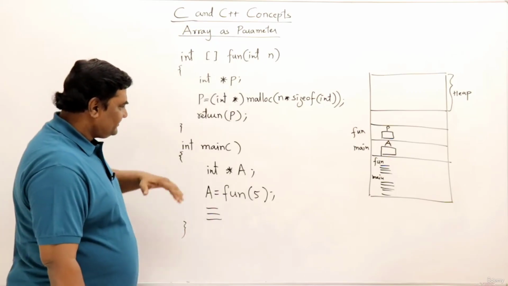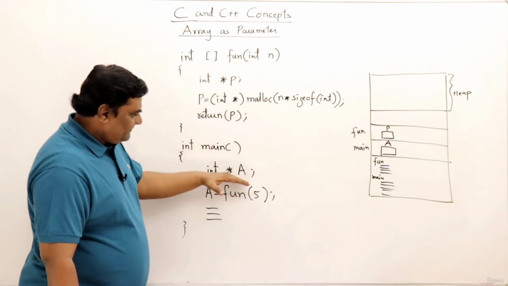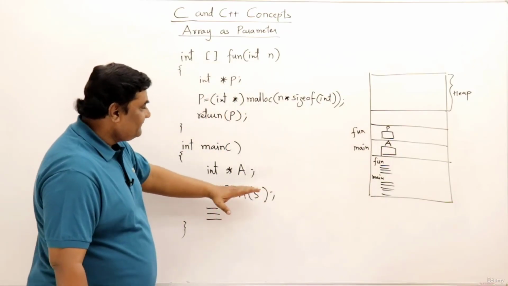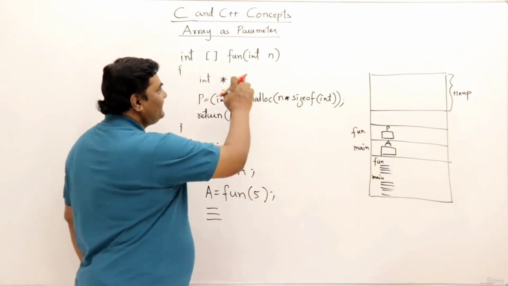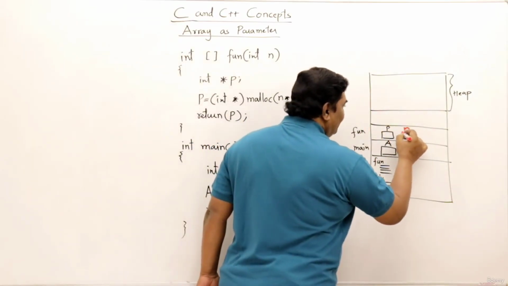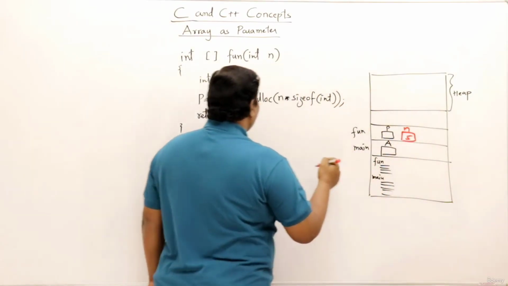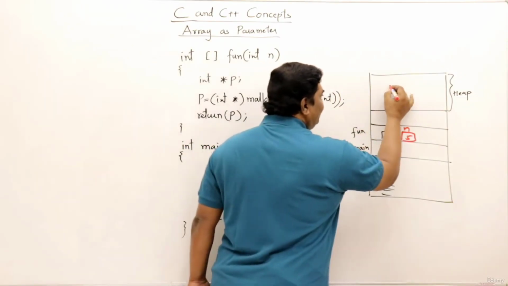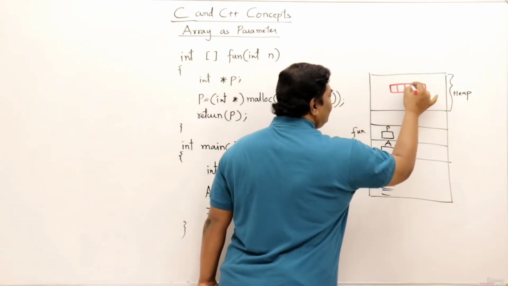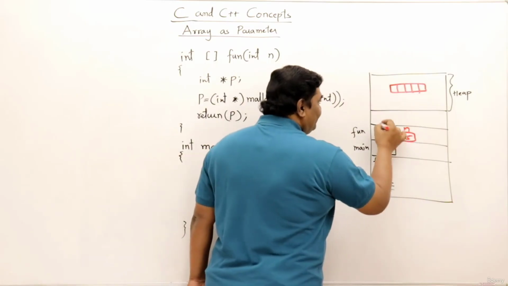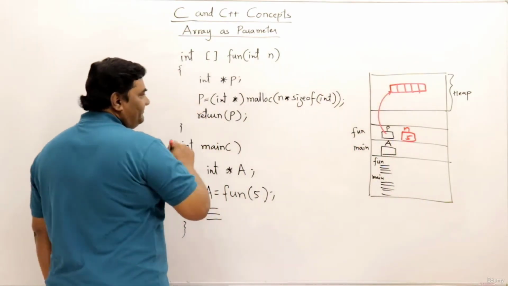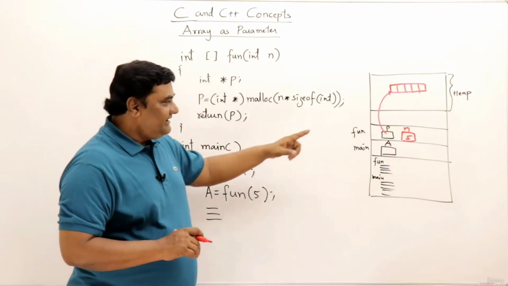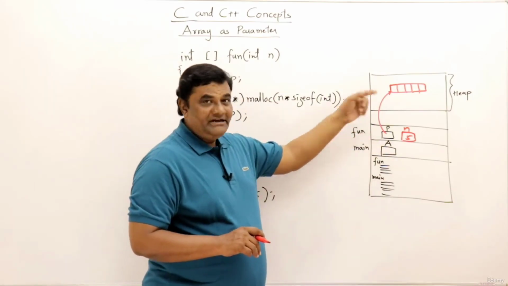Let us start from the main function. Main function is having a pointer. Then it is calling function fun by passing 5. Function fun is called. It is taking a parameter n, so it's also having n. It will have the value 5. Then malloc, it will allocate the memory in heap. So inside the heap an array of size 5 will be created. Then the address of that will be present in P because that is stored in P, and that P belongs to function fun. That array in heap is indirectly accessible by this pointer P.